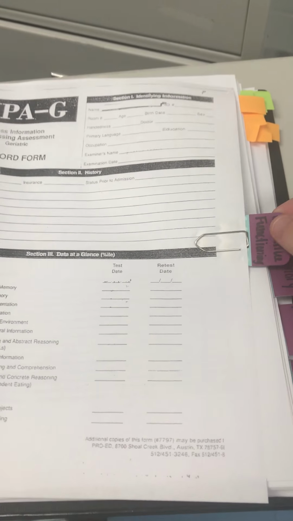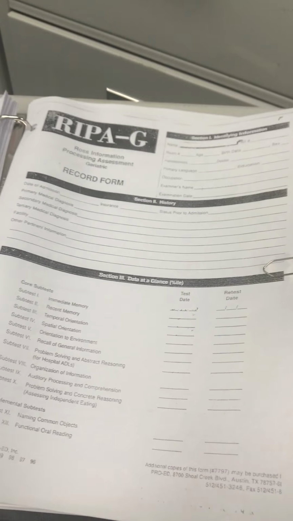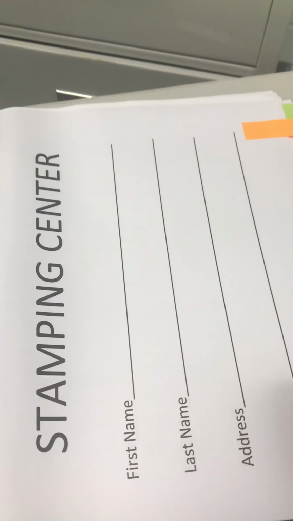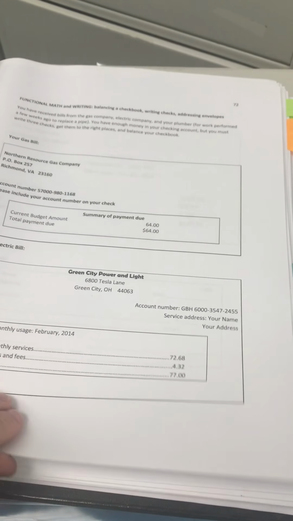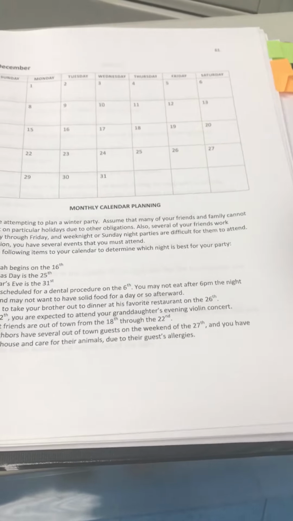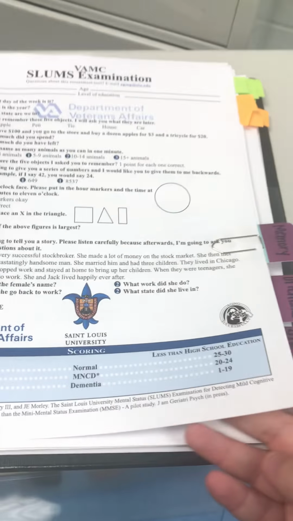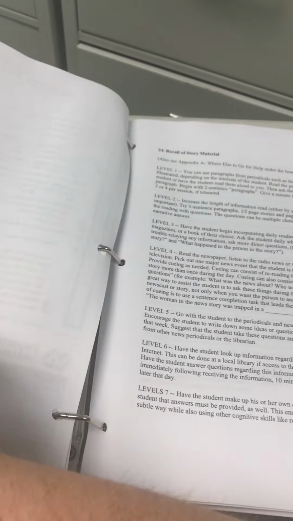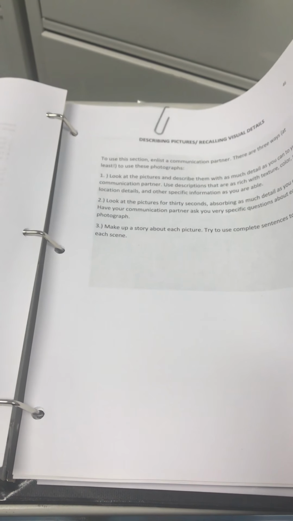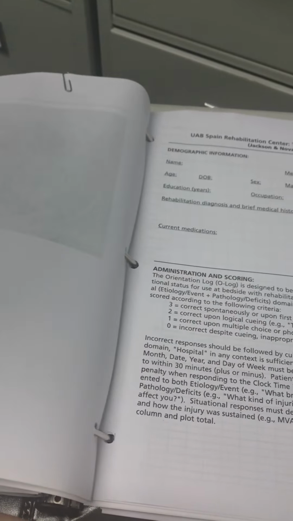The next one I have is executive functioning, so the RIPA-G, medical information, and then again just some activities that would help them with that. Next one I have is memory, and I have the SLUMS. Again, just some activities that they can do. Picture recalling.